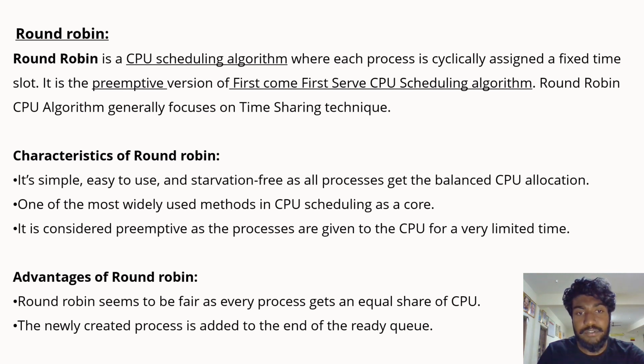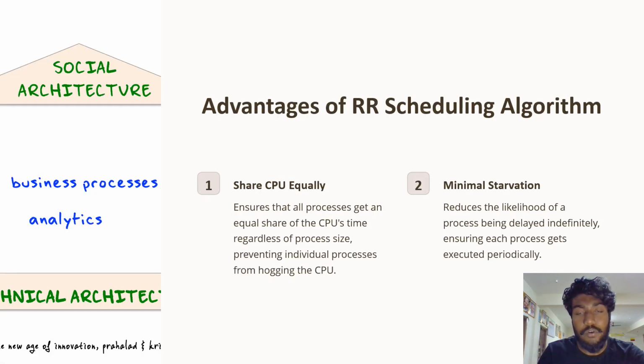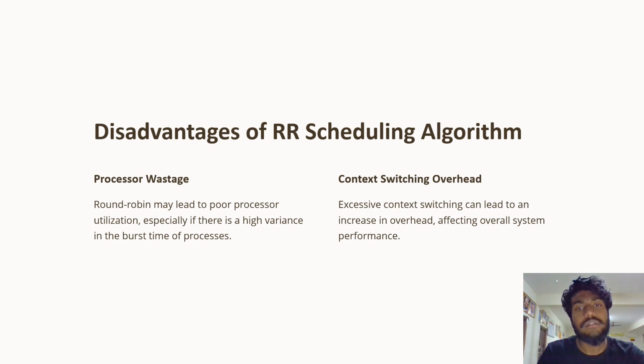It is considered preemptive as the processes are given to the CPU for a very limited time. Advantages of round robin: round robin seems to be fair as every process gets an equal share of the CPU. The newly created process is added to the end of the ready queue. Advantages of round robin scheduling algorithms are: share CPU equally and minimal starvation. Disadvantages of the round robin scheduling algorithms: processor wastage and context switching overhead.